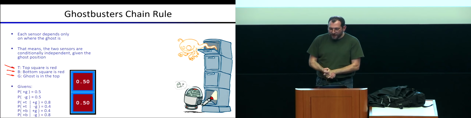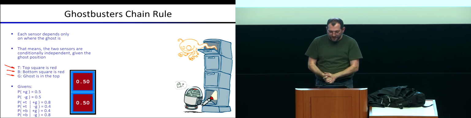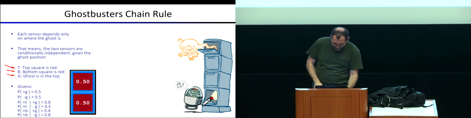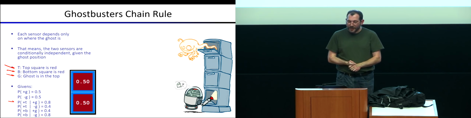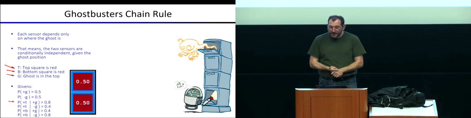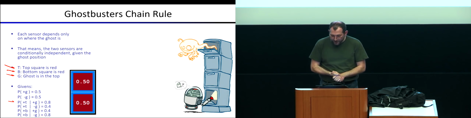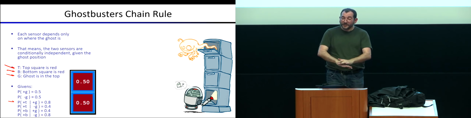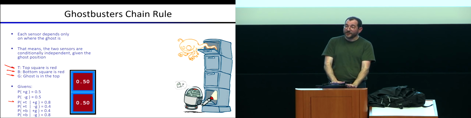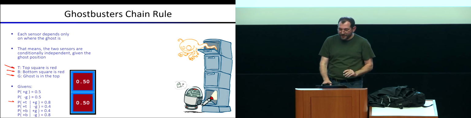So what does that mean? That means we're given the following. I can tell you the probability that the ghost is in the top versus the bottom is 50-50. These are givens. I could also tell you the probability of a red reading if the ghost is at the top is 80%, but the probability of a red reading given the ghost is in the bottom is only 40%. This does not fully specify a joint distribution over all these variables in general, but it's enough to specify the full joint distribution if I have conditional independence.